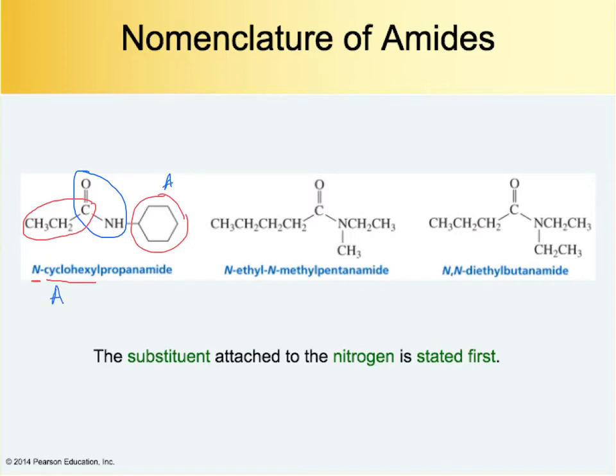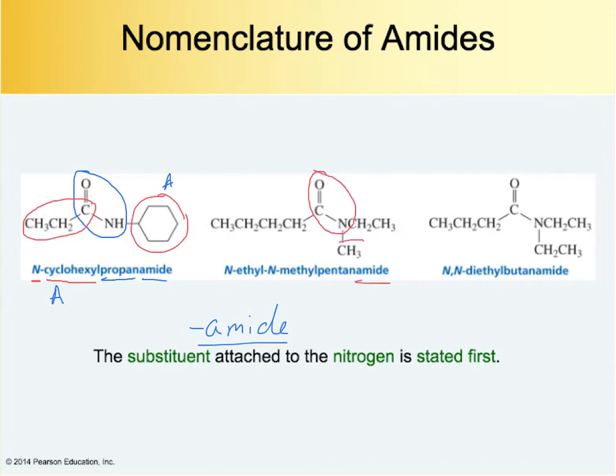Propane, 1, 2, 3, propane. So that makes sense. Propane, amide, right? So amide is the suffix here in this case. So now if we put more things on, let's circle the amide part. So amide. What's off the nitrogen?